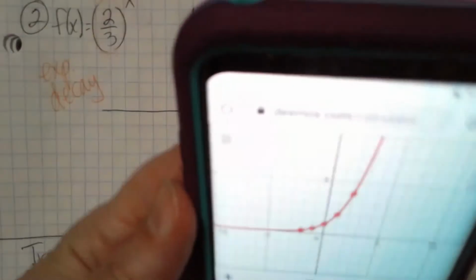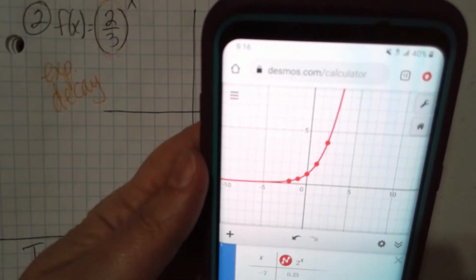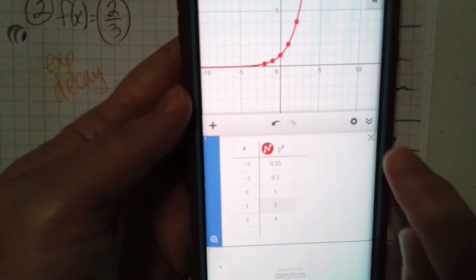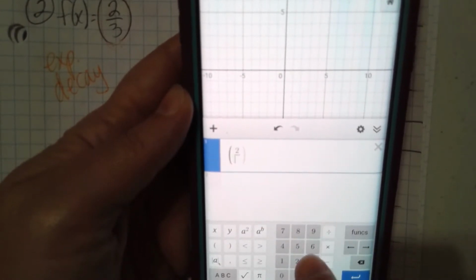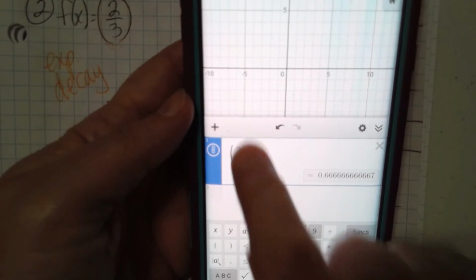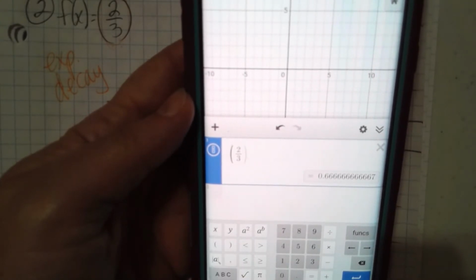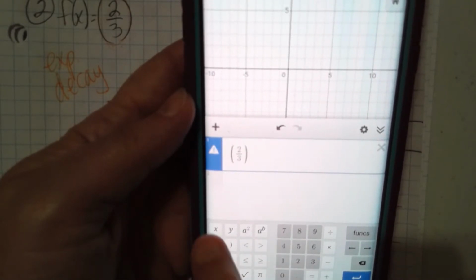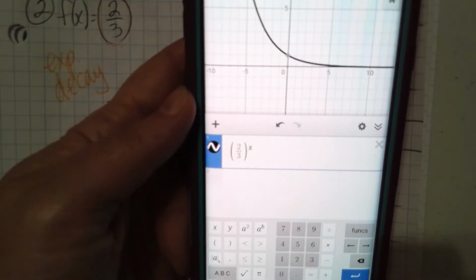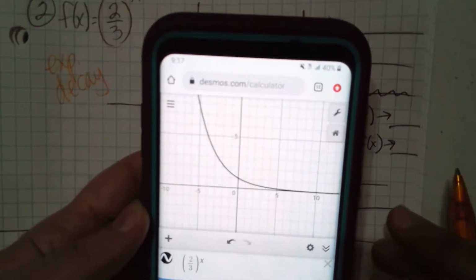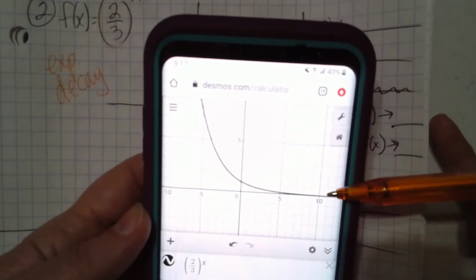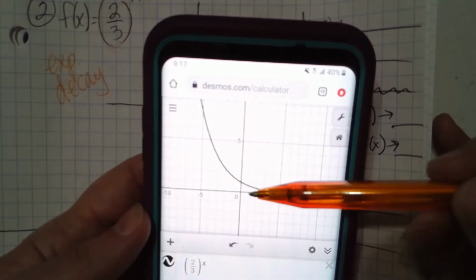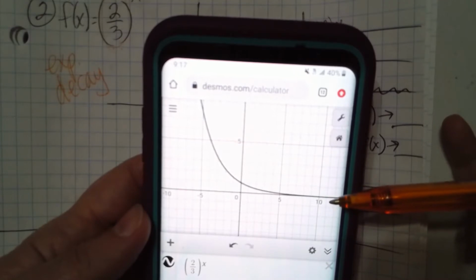Again, I'm going to go to Desmos. I'm going to clear out this graph. This time I'm going to put 2/3 in parentheses, 2 divided by 3, then go outside of the parentheses and raise that to an x power. So my graph looks like this, exponential decay coming down and down and down, getting closer and closer again to the x-axis, or closer to that y equals 0.